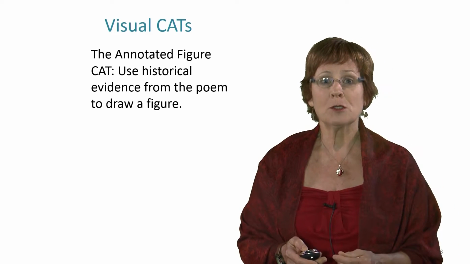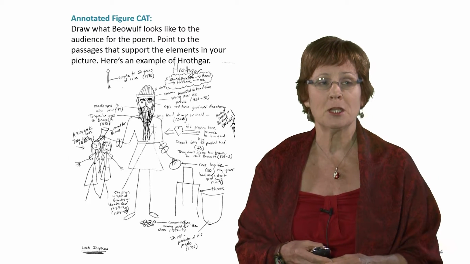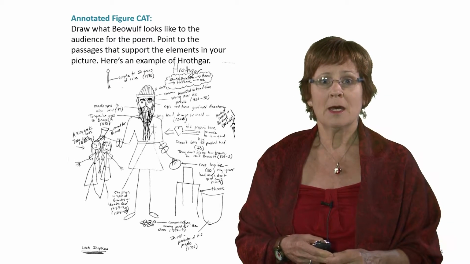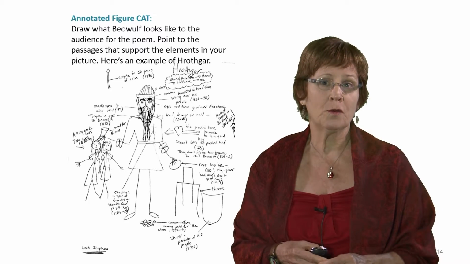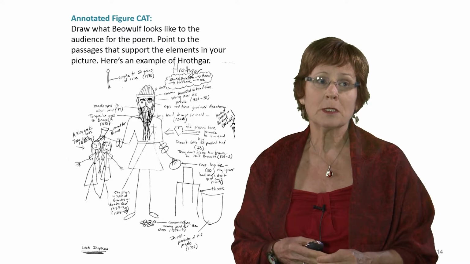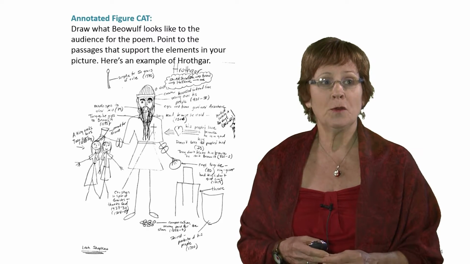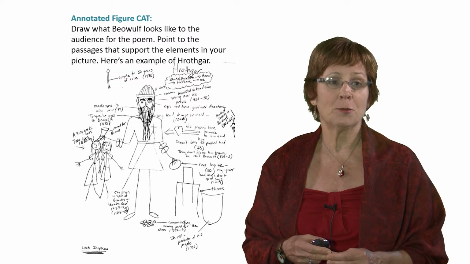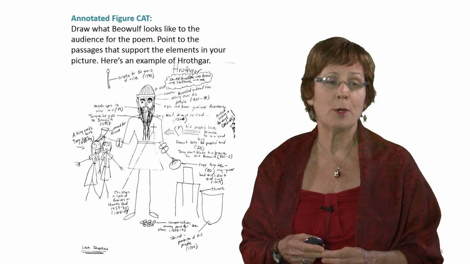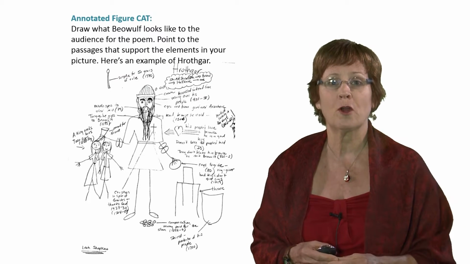So a visual assessment, this visual assessment was given in a history class taught by Leah Shopko, a class on medieval heroes. And so she told the students to draw what Beowulf looks like to the audience for the poem and use passages from the poem as evidence in your picture. So they were going to actually give a line from the poem. So you'll see numbers of the line from the poem as the evidence. And she drew her drawing of Hrothgar.